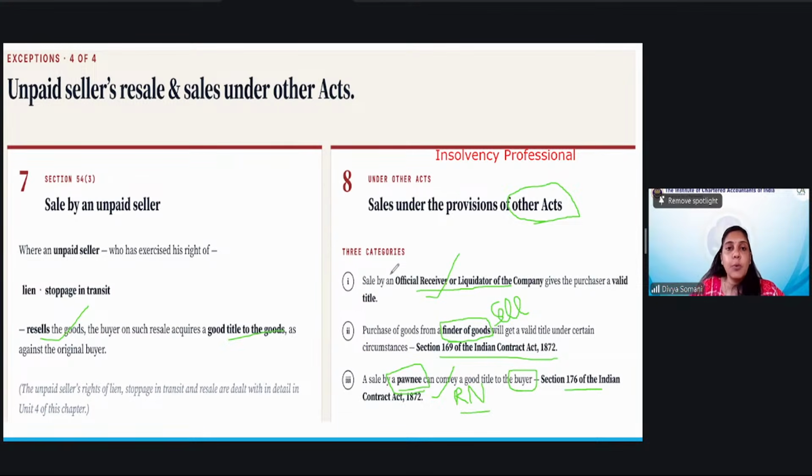Okay. Are these points clear? Are we okay with the exceptions?